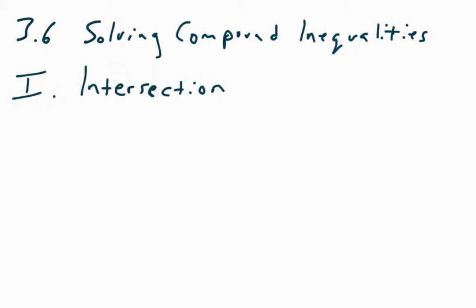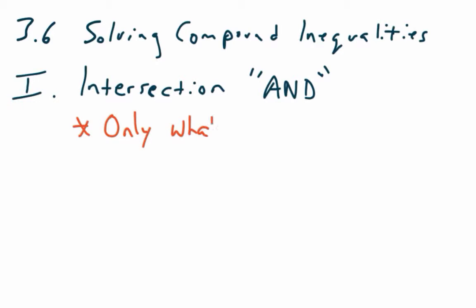So intersection uses the word and. I'm going to throw that in my title. So as you're going through your homework problems, if you see the word and, they're talking intersection, which is different than Roman numeral 2, the union. And if you had to define it, I'm going to put a little star for dramatic emphasis and say intersection is only what's in both.